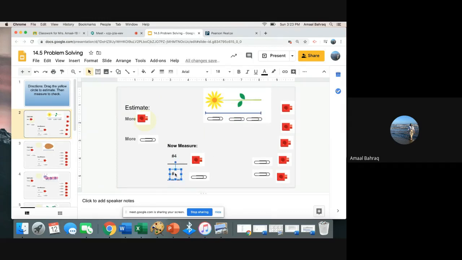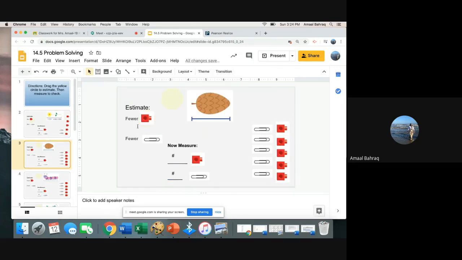So my estimate was right. I'm going to write 3 because I actually measured it. My estimate was right. I needed more cubes. Remember, the estimate comes before you actually measure. You're going to go to the next one right here, and notice that this one says fewer. Which one would you need less of?